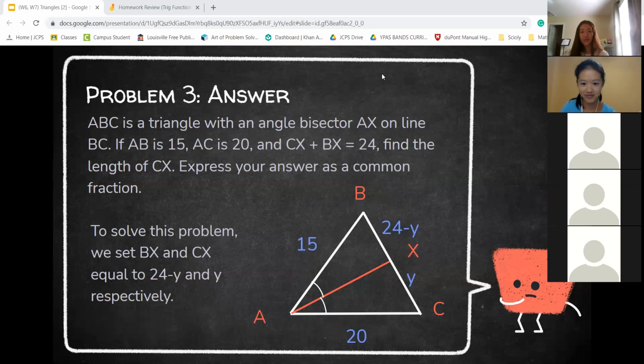Okay, so in order to do this, I'm setting my answer, the answer I want, CX, as Y, and BX as 24 minus Y, because I know that if I add CX and BX, I should get 24.